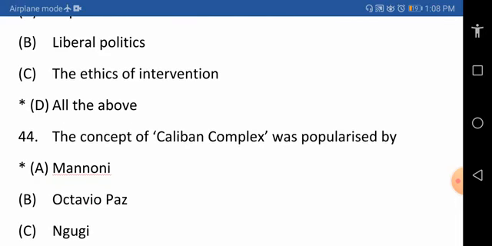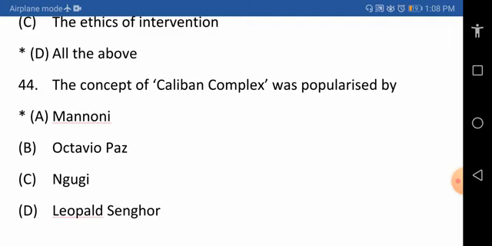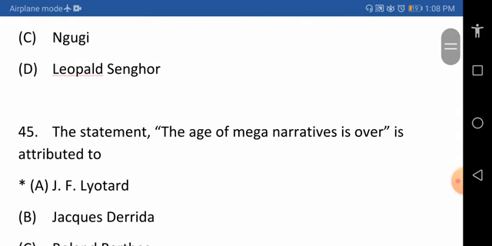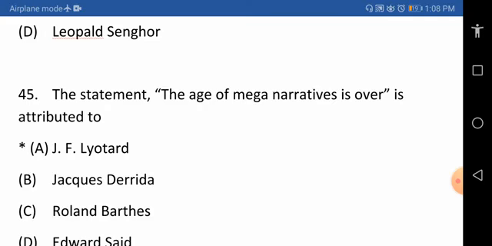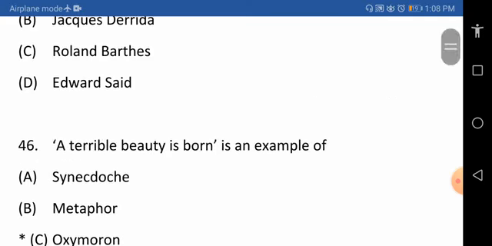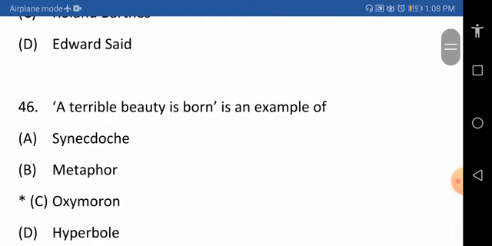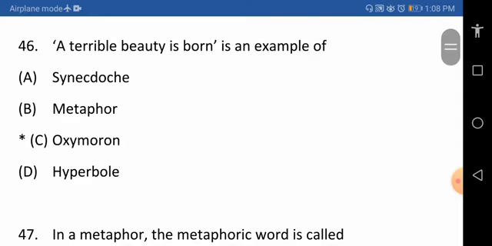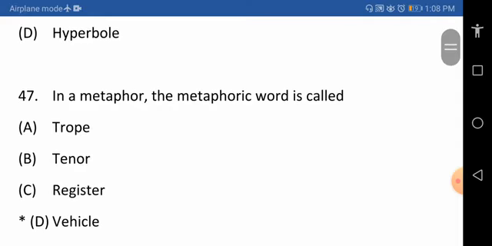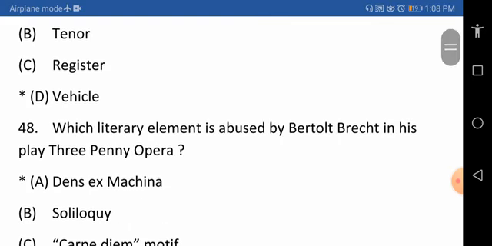The concept of the Caliban complex was popularized by Mannoni. 45th question is, the statement the age of meta-narrative is over is attributed to J.F. Lyotard. 46th question is, a terrible beauty is born is an example of oxymoron. 47th is, in a metaphor, the metaphoric word is called vehicle.